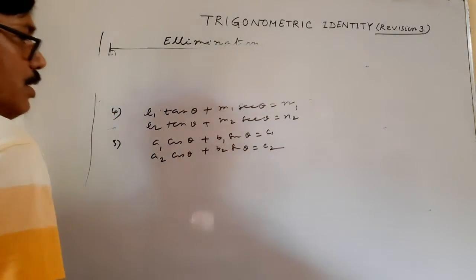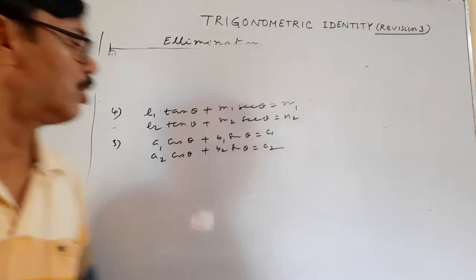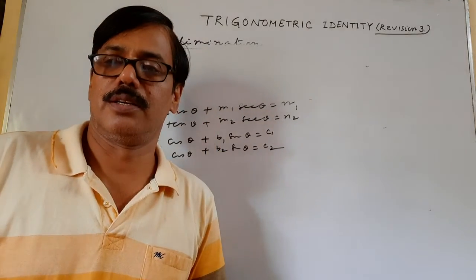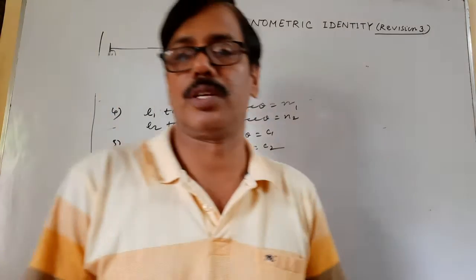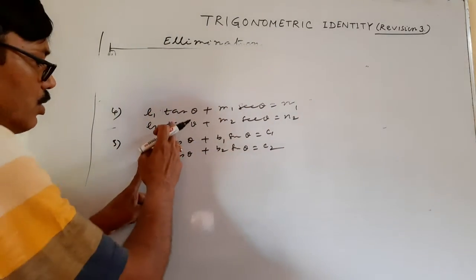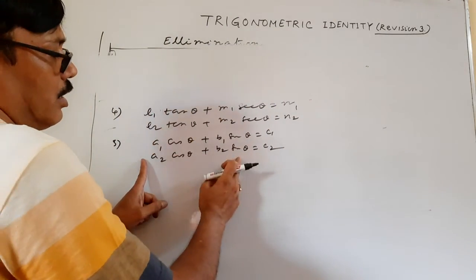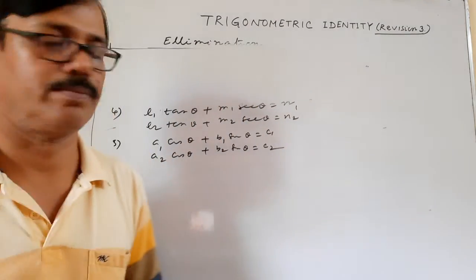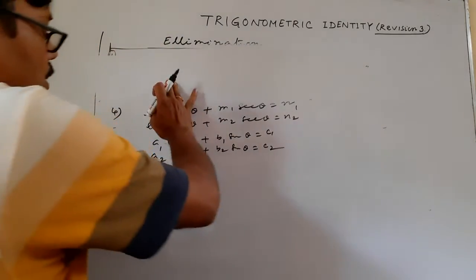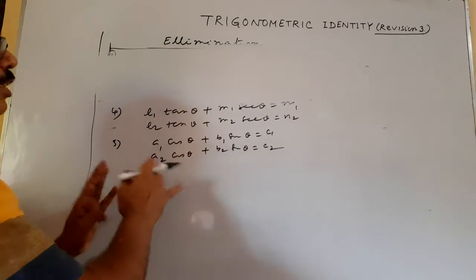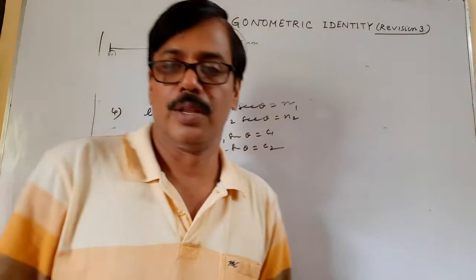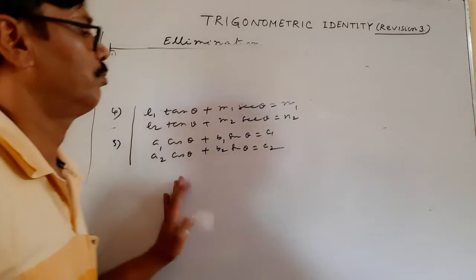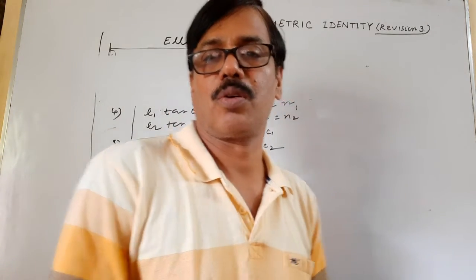So one method is to find tan and sec. Solving these two equations, you have to find tan and sec, then use tan square theta minus sec square theta equals to 1. Similarly, solving for cos theta and sin theta, you have to use cos square theta plus sin square theta equals 1. So you find tan theta, sec theta, then use the identity. But we always try to solve this type of problem by the method of cross multiplication.